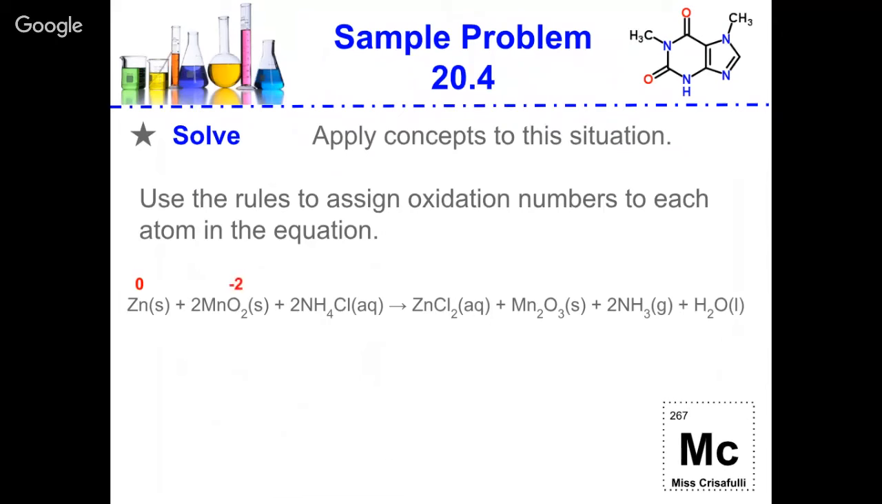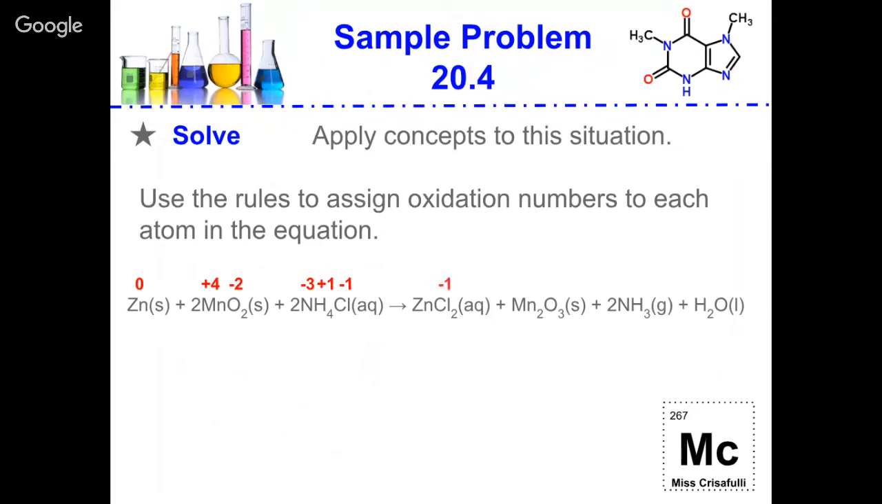Oxygen we know is -2. There are 2 of those. So that means the total charge of oxygen is -4. That means that manganese needs to be +4. So that one's done. Next one, we know that chlorine is -1. In this case, hydrogen is going to be +1 and nitrogen is going to be -3.